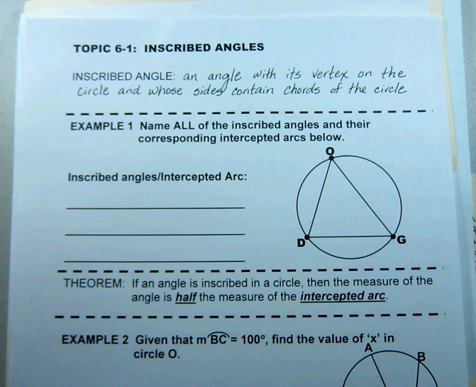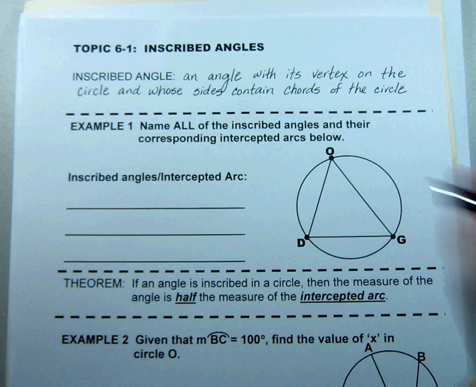Alright, we're starting topic 6.1. It's a section on inscribed angles. The definition of an inscribed angle is an angle with its vertex on the circle and whose sides contain chords of the circle. So if you look at the first example, we're going to name the inscribed angles.